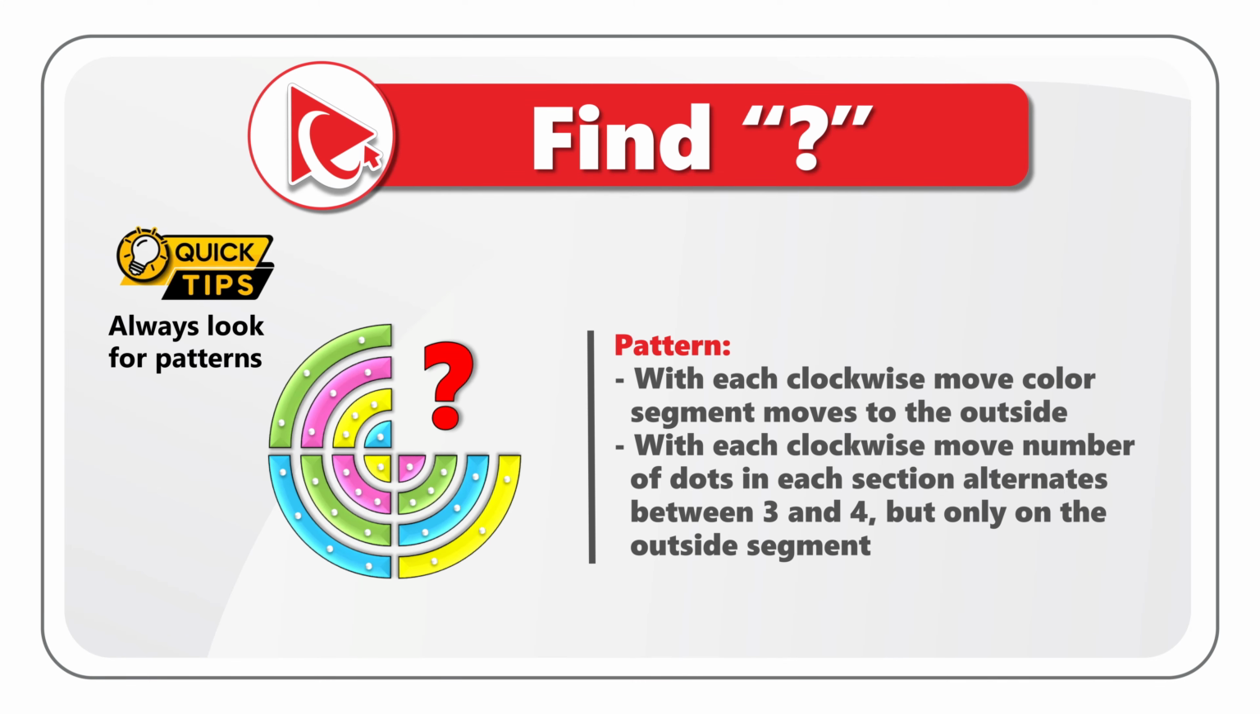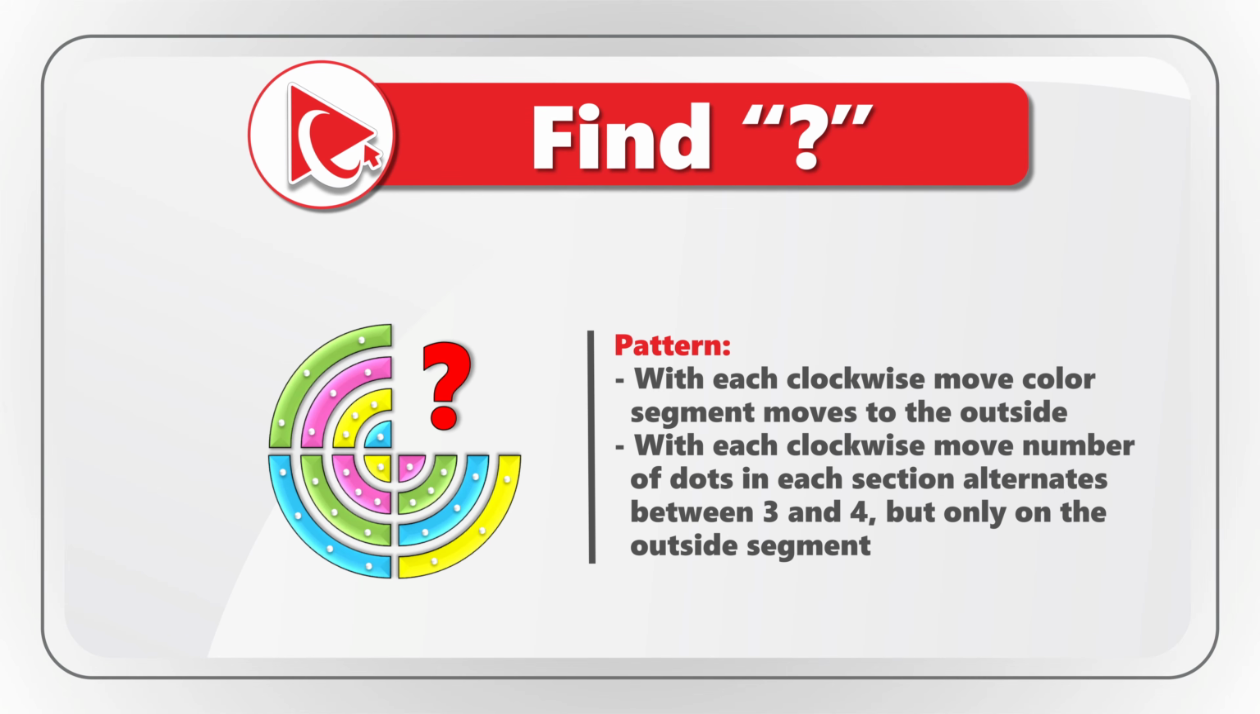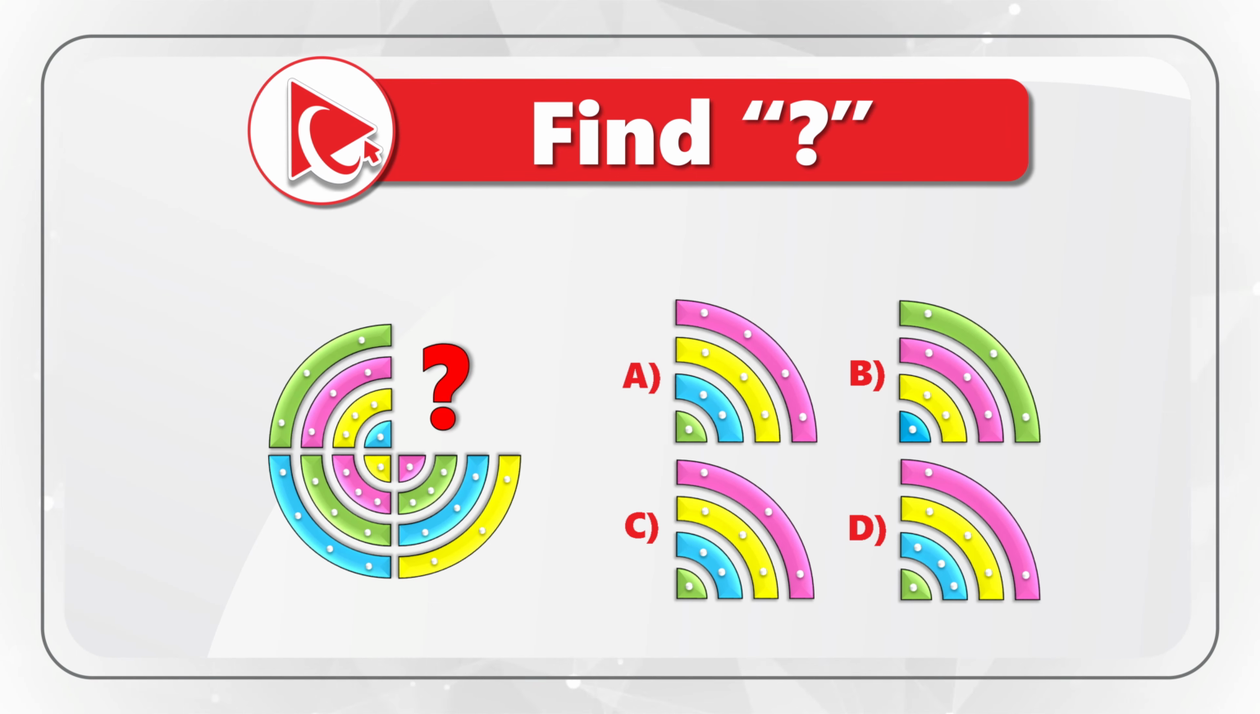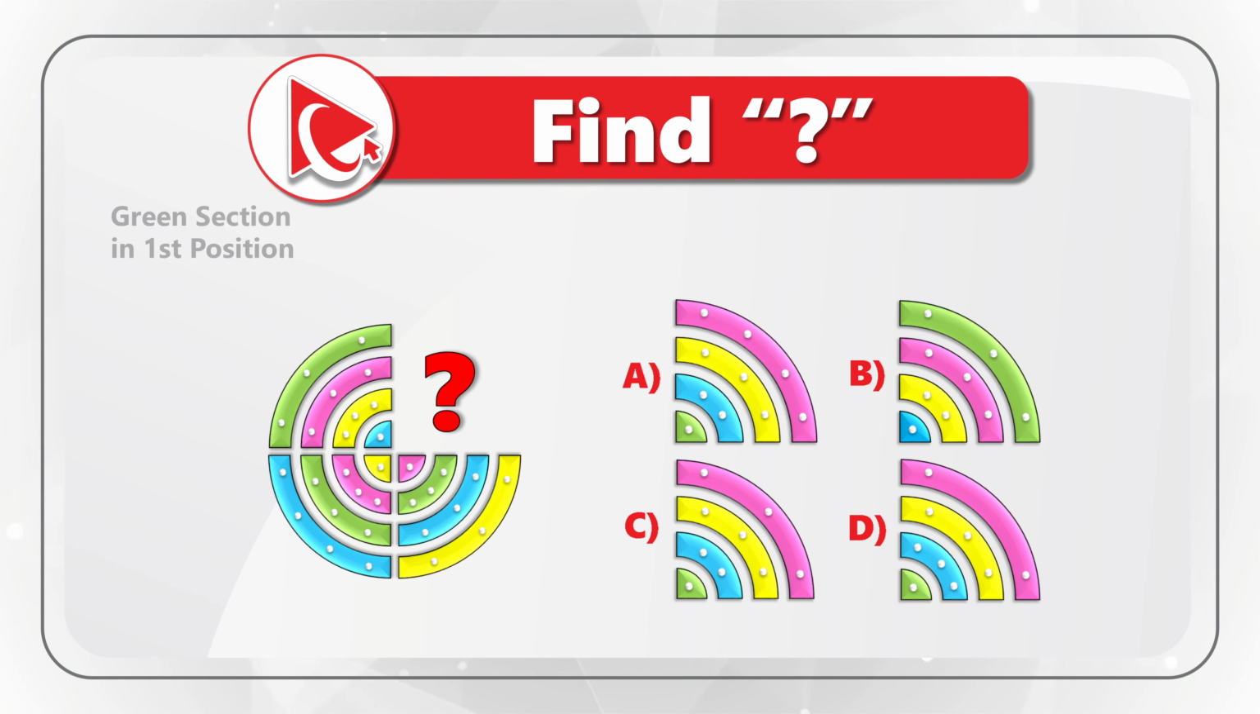And the pattern here is that with each clockwise move, color segment moves to the outside. Let's look at the example. For 3 segments that we see on the screen, let's assign the clock values. For example, we will have 5 o'clock, 7 o'clock, and 10 o'clock sections. Now, let's take a close look at the green section at 5 o'clock. When we move to 7 o'clock section, it becomes second from the outside. And when we move to the 10 o'clock section, it becomes the most outside section.